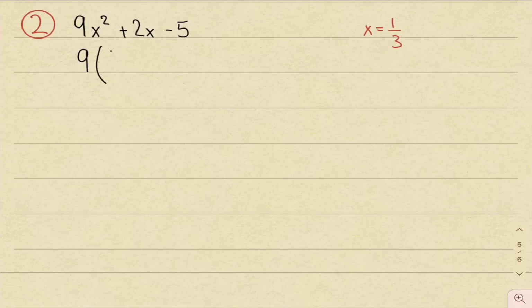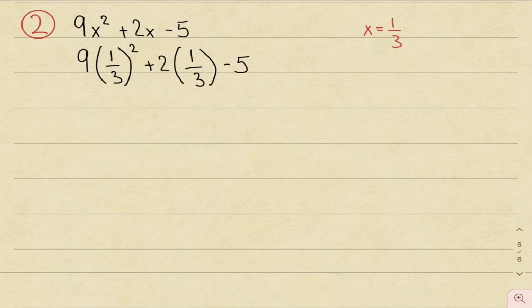Let's say I have 9x squared plus 2x minus 5 if x equals 1 over 3. So I'm going to go ahead and plug in 1 over 3 wherever I see x. So I have 9 times 1 over 3 to the power of 2 plus 2 times, instead of x again, I'm going to put 1 over 3 minus 5. The first thing that I'm going to do is the exponent because that goes first. So I'm going to do it here on the side.